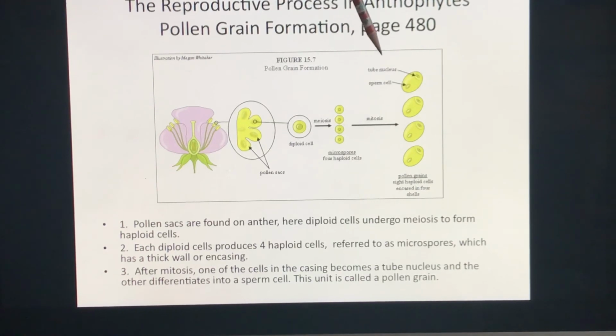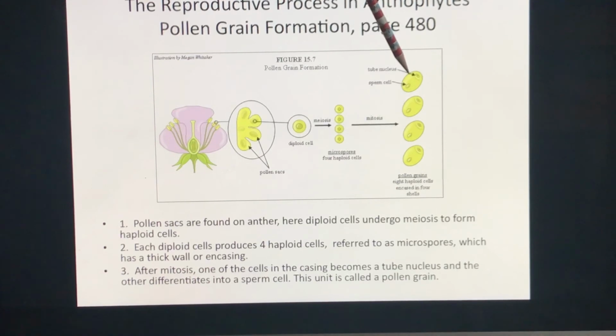After the mitosis, each one of those haploid cells goes from, say, 1 nucleus to 2 nuclei because of the mitosis. And one of the cells in the casing becomes a tube nucleus, and the other one differentiates into a sperm cell. When this happens, the casing is reinforced and it becomes a pollen grain. So you see here, from one diploid cell, you produce 4 pollen grains.